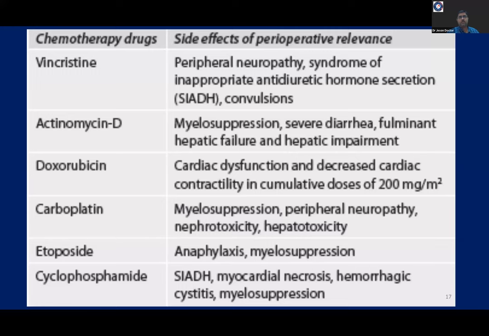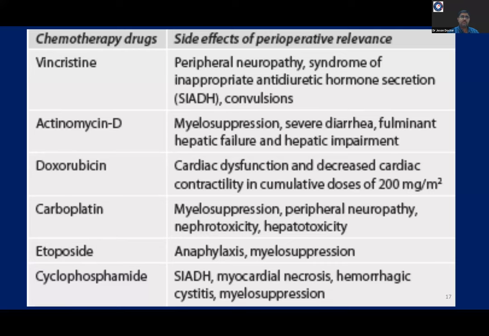So vincristine can cause peripheral neuropathy, SIADH, convulsions. Actinomycin can cause myelosuppression, diarrhea, hepatic failure, hepatic impairment. Doxorubicin, like we all know, causes cardiac dysfunction when given in cumulative doses of more than 200 milligrams per meter squared. Carboplatin can cause some amount of myelosuppression, peripheral neuropathy, nephrotoxicity and hepatotoxicity. Etoposide causes myelosuppression and anaphylaxis. Cyclophosphamide can cause myocardial necrosis, hemorrhagic cystitis, myelosuppression, and SIADH.